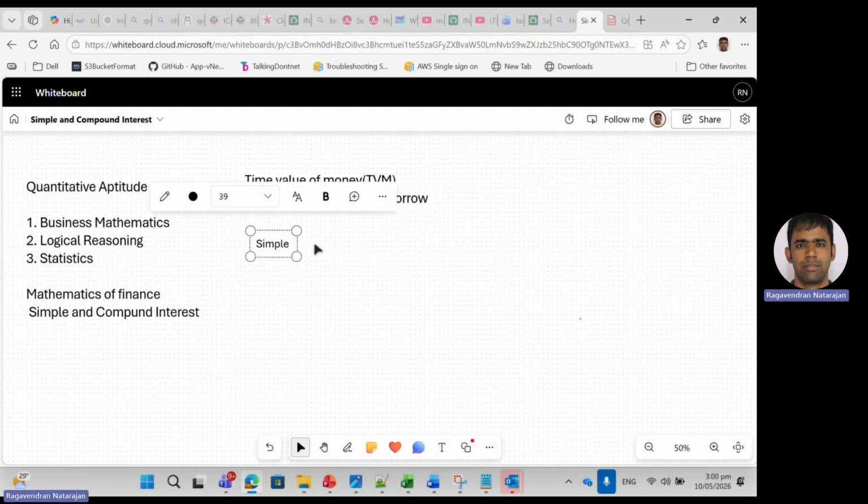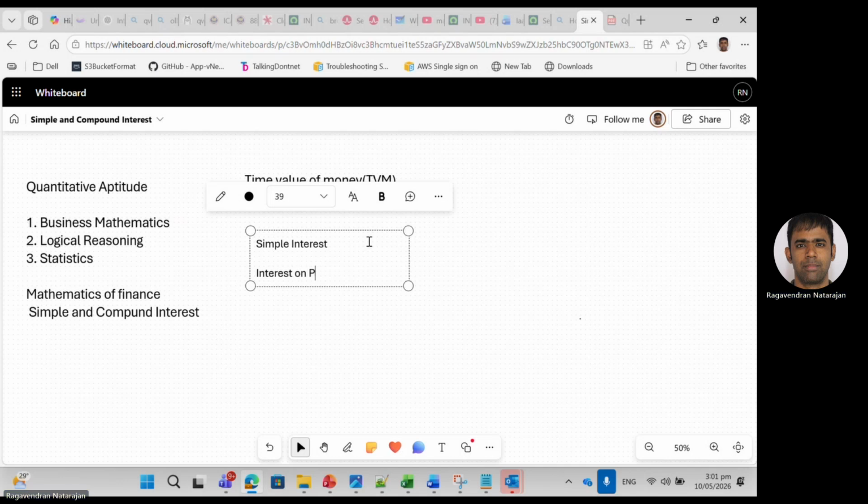Simple interest. By definition, the interest is calculated only on the original principal amount. Interest on principal only.